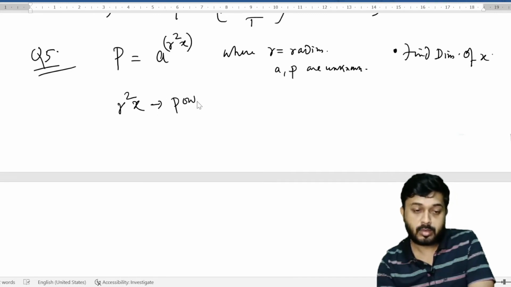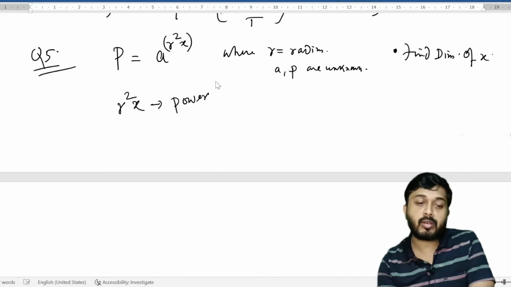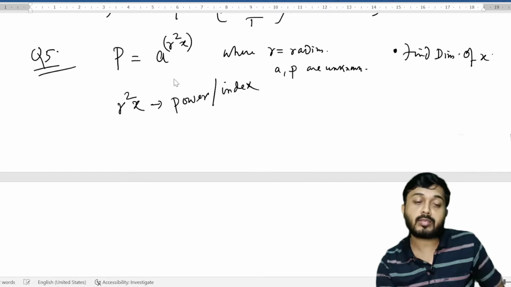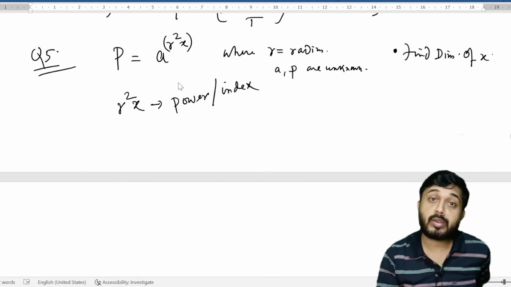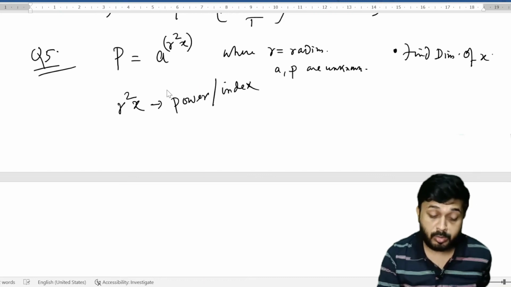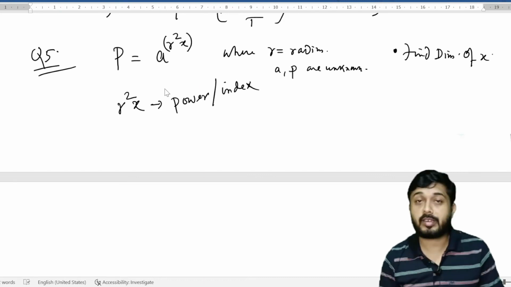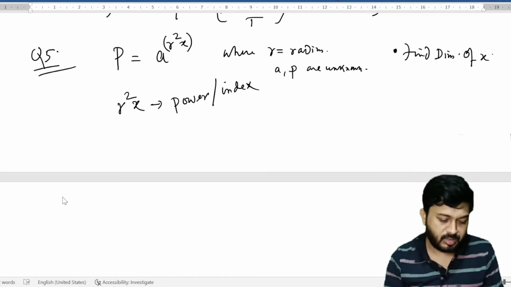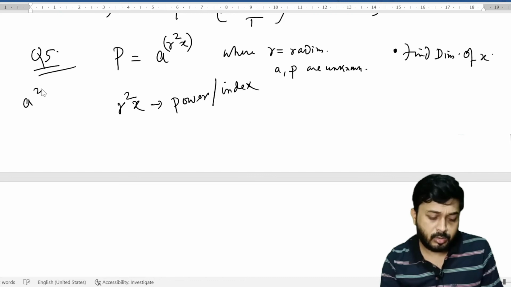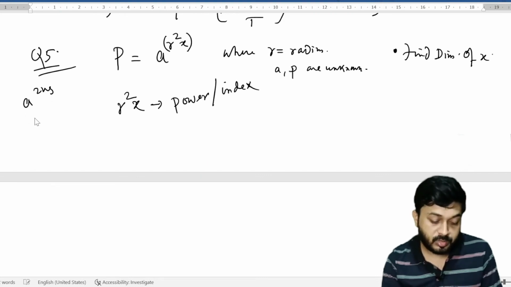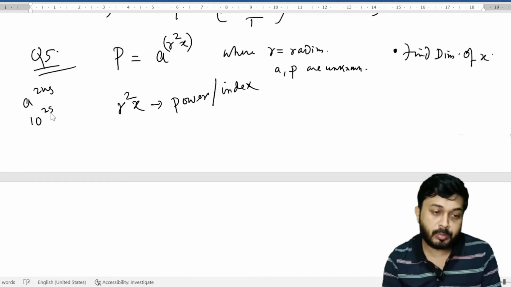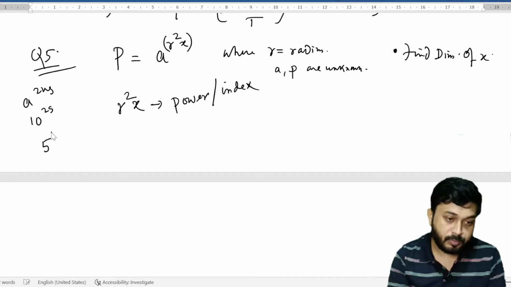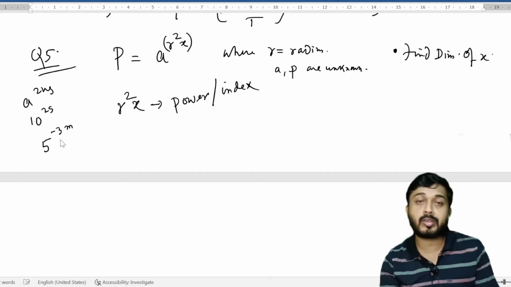Okay, the power, or exponent, or index of a. We need to know always that a power is always a dimensionless quantity. A power is always dimensionless. Keep this in mind. Have you ever heard something like a to the power 2 kilograms, or 10 to the power 2 seconds, or 5 to the power minus 3 meters?